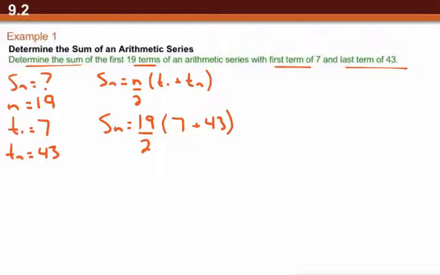As usual, we have to follow BEDMAS. So we'll do the work in the brackets first. 7 plus 43 is 50. And now this becomes a simple calculator exercise. 19 divided by 2 times 50 gives us a sum of 475. That's it. That's really all there is to it.